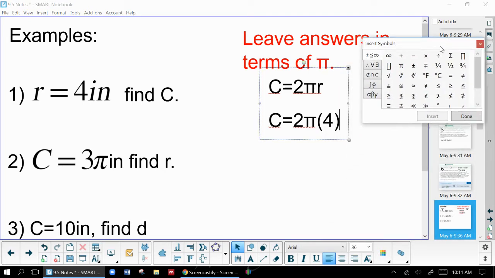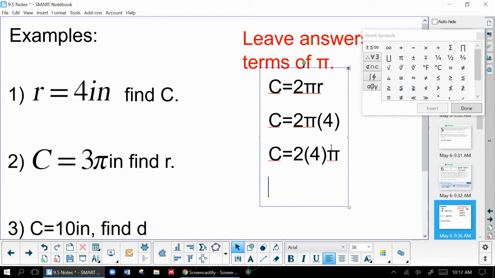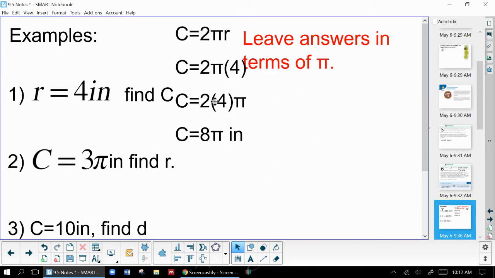So in our next row here, we'd have c equals 2 times pi times 4, and we don't want to put that in our calculator because our calculator is going to round that answer. What we can instead do is use the fact that we are allowed to switch up the order of multiplication. So c equals 2 pi r is the exact same thing as writing c equals 2 times 4 times pi. And 2 times 4 is 8. So c equals 8 pi. And because our radius was in inches, our circumference is going to be in inches. And so that would be our work for our first one.